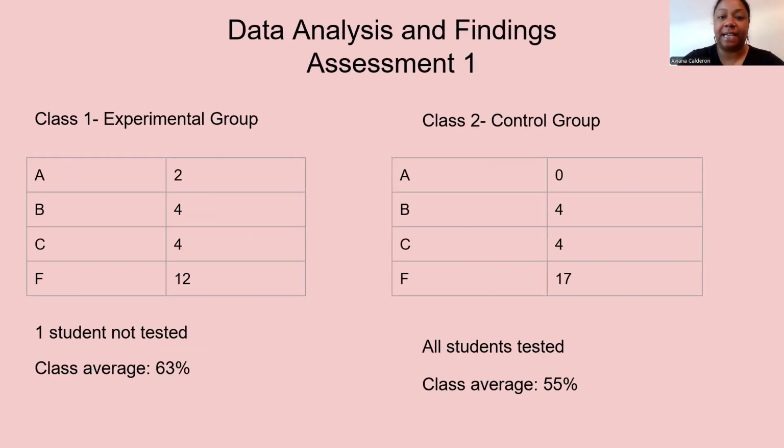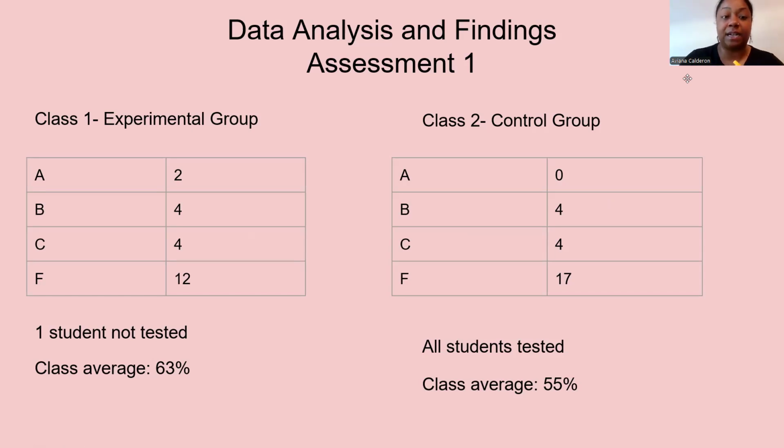So my data analysis and findings. For assessment 1, I went with class 1 to be my experimental group. I chose class 1 to be my experimental group in the beginning because those students tested a little bit higher on their iReady diagnostics. So I knew that a change in their routine might not throw them off as much. Whereas class 2, I could prepare them for the change in routine. That way it was gradual.